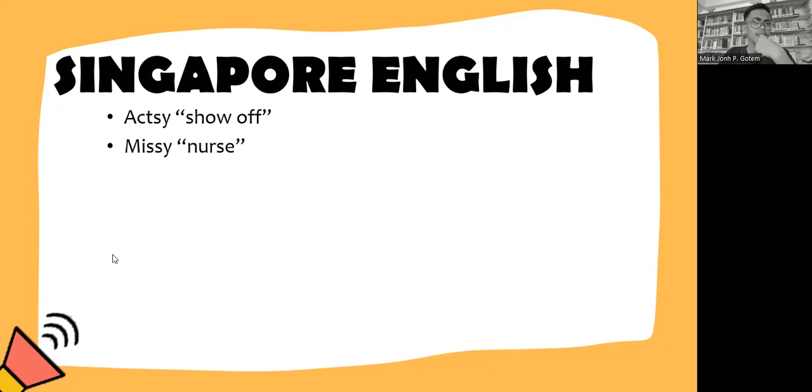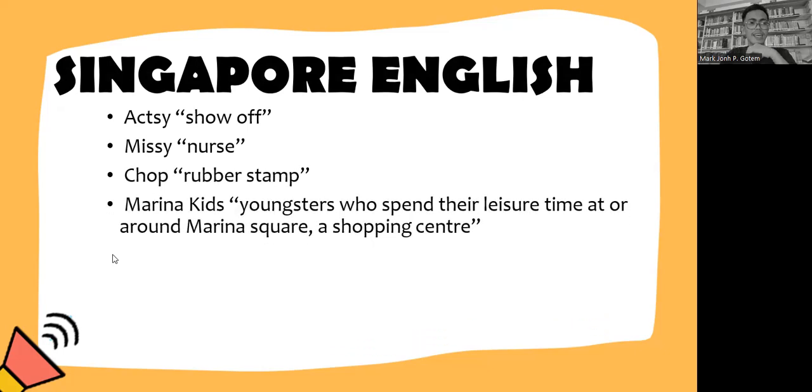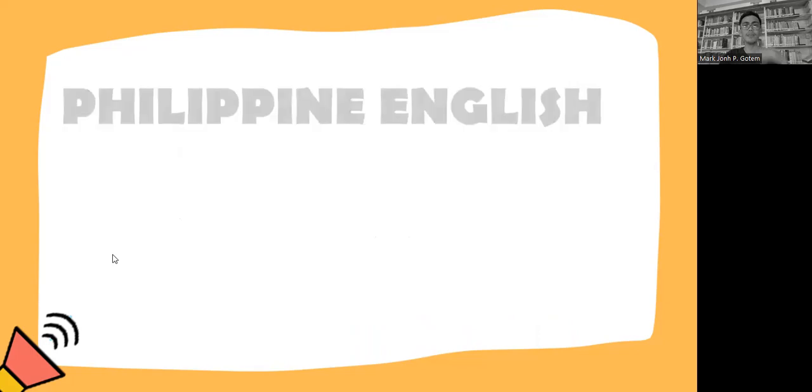So in Singapore English, aksi means show off. Missy, nurse. Chop, rubber stamp. Marina kids, youngsters who spend their leisure time at or around Marina Square, a shopping center. Graduate mothers, or well-educated married women, encouraged to have more children and accorded certain privileges in Singapore as compared to non-graduate mothers. So that is from Singapore.